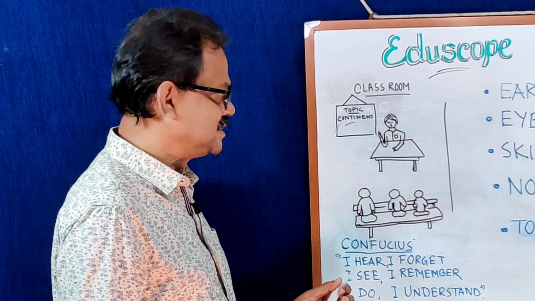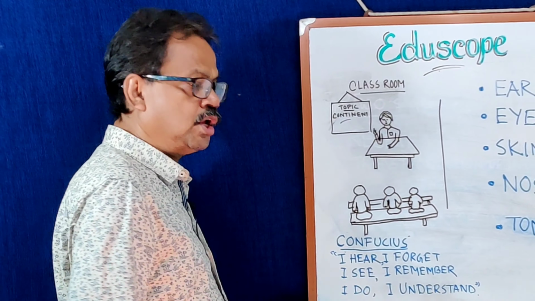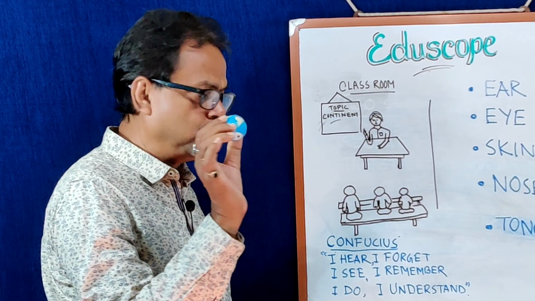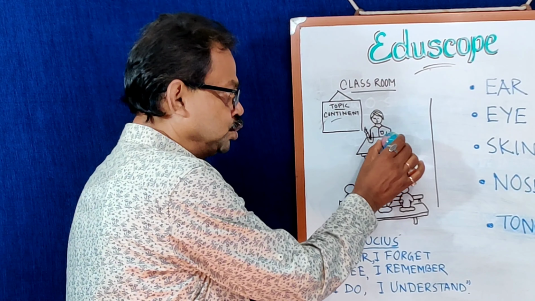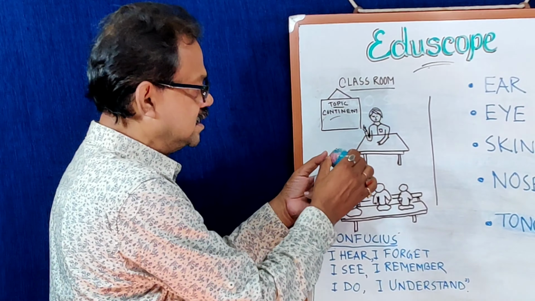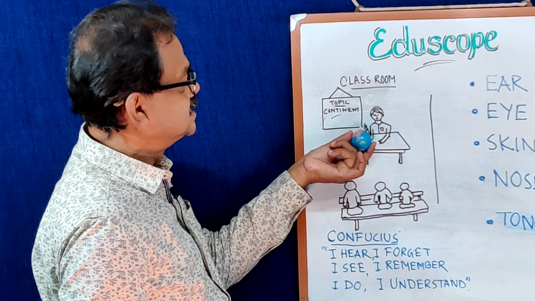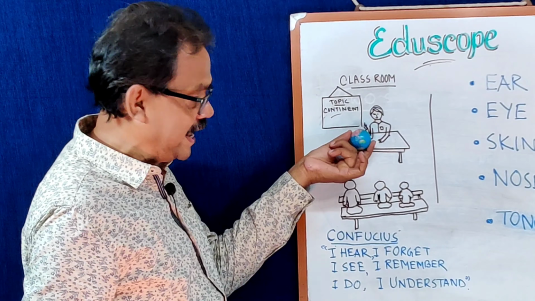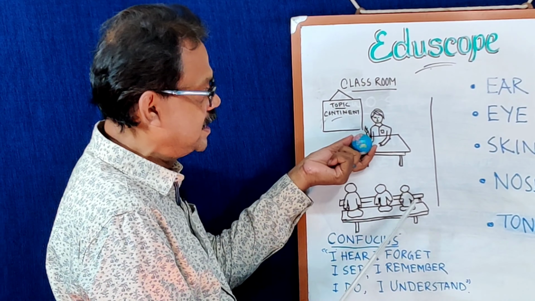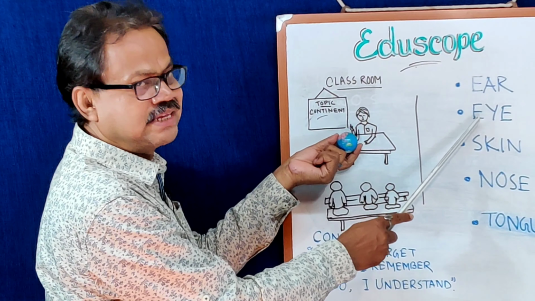Now after some time, this teacher brought this type of globe, kept it on the table so student can see this globe which is kept on the table, and then these students are using ear as well as eye.